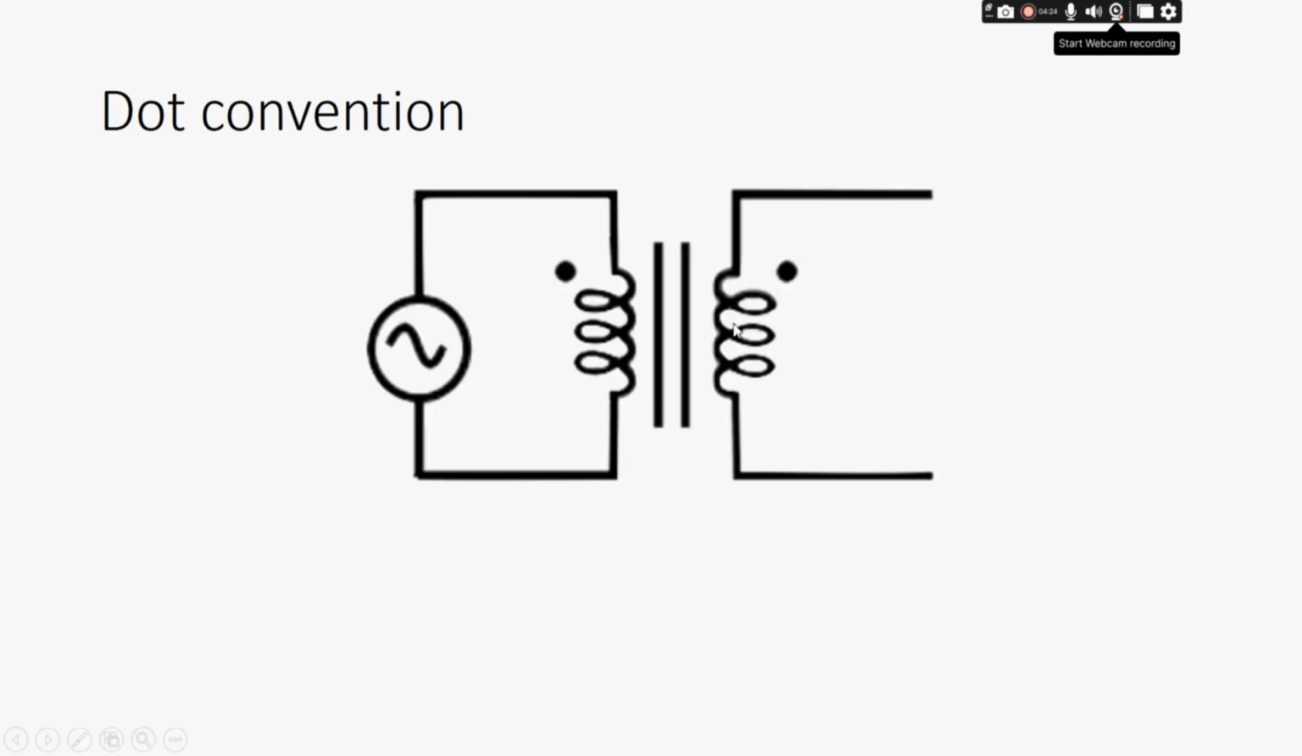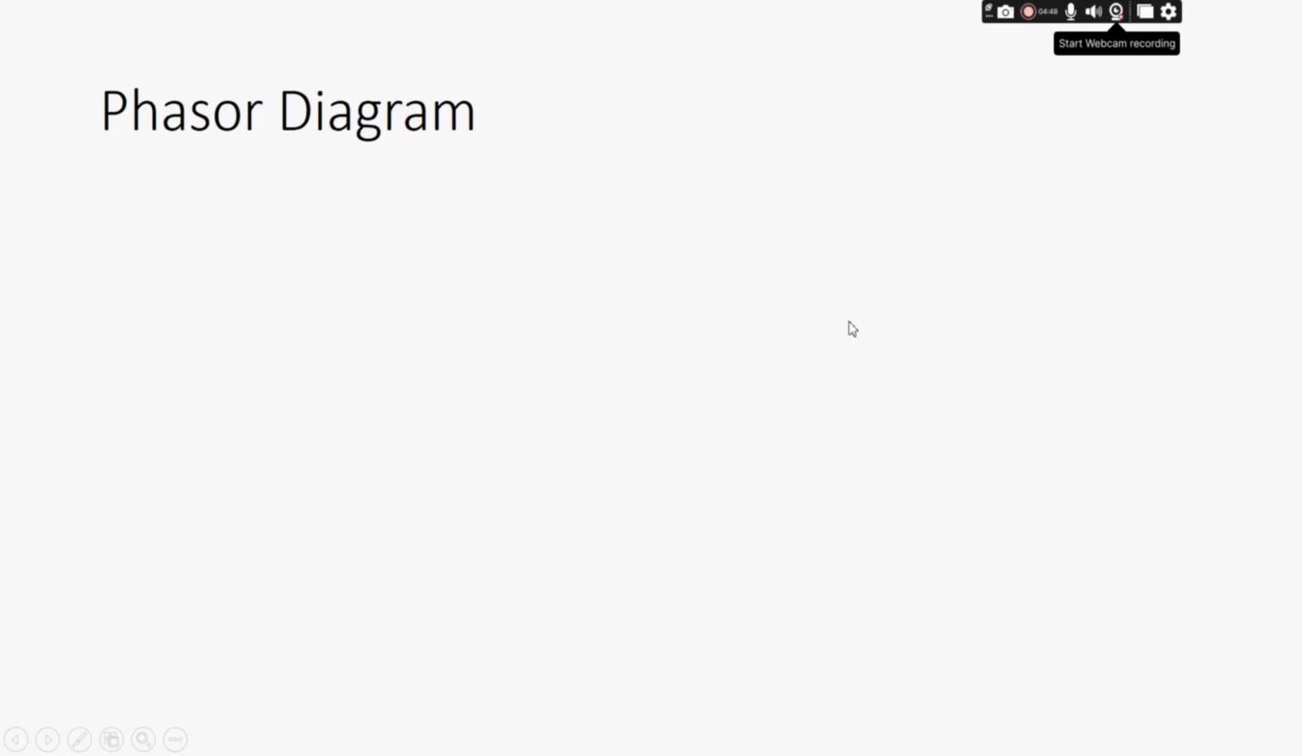Okay, so there is another thing called the dot convention. A dot means these two points are considered as the same polarity. So at one dot the current will enter and at the other dot the current will leave. This dot convention is considered for a transformer in this way. From one dot the current will enter, from the other dot the current will leave, and both dots will be of the same polarity.